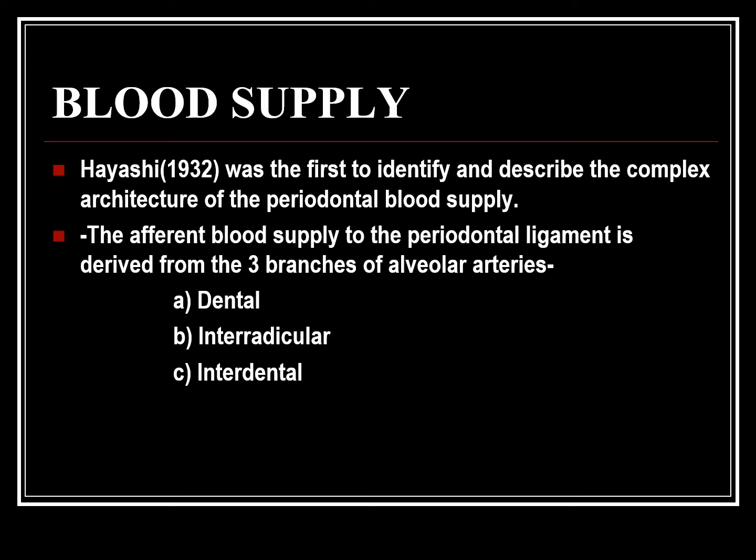The blood supply of periodontal ligament is dental branch of alveolar arteries, interradicular branch of alveolar arteries, and interdental branches of alveolar arteries. So the afferent blood supply of periodontal ligament is derived from these 3 branches of alveolar arteries: dental, interradicular, and interdental.